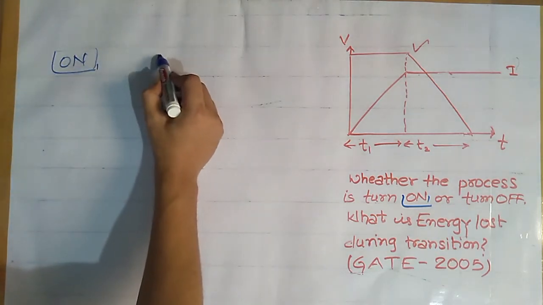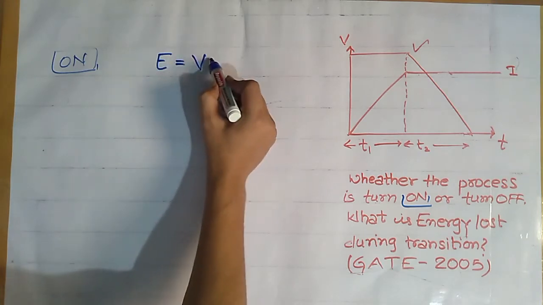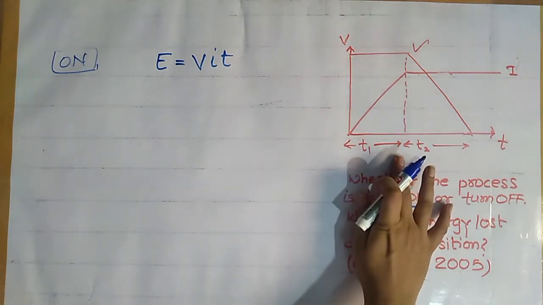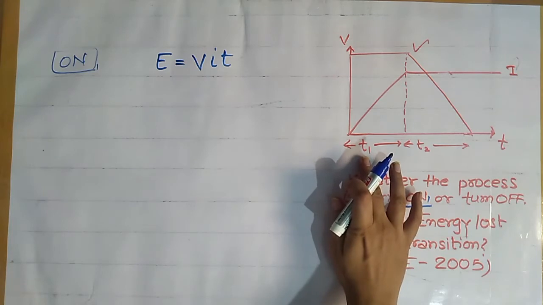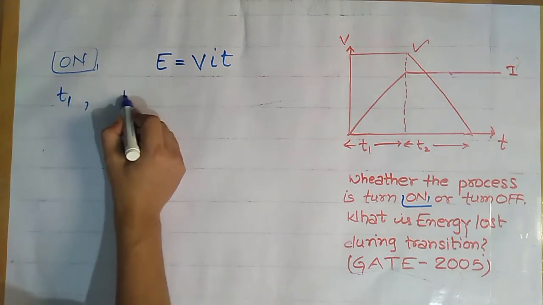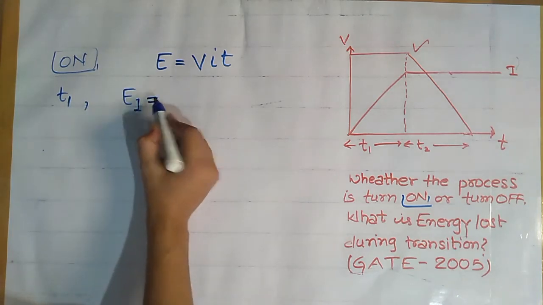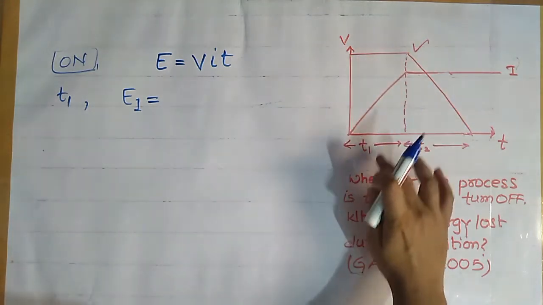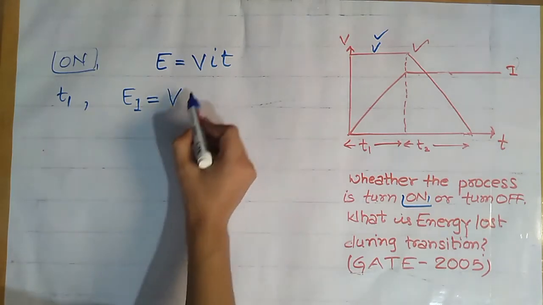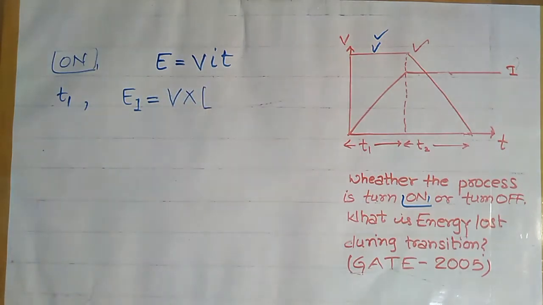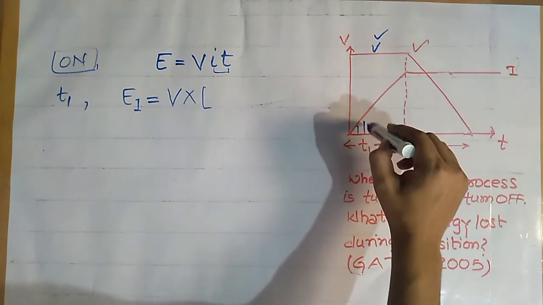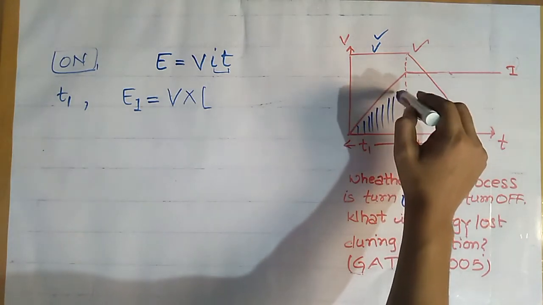Here energy losses E is simply given by formula VIT. So first we will find the energy losses during transition that is happening over period T1. So during T1, suppose energy losses are equal to E1. Here we see that during period T1 this voltage V is constant. So we simply write V into what is IT? IT means area under this IT curve. So area under this IT curve will give the IT.